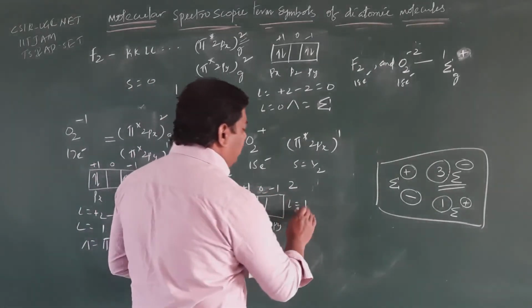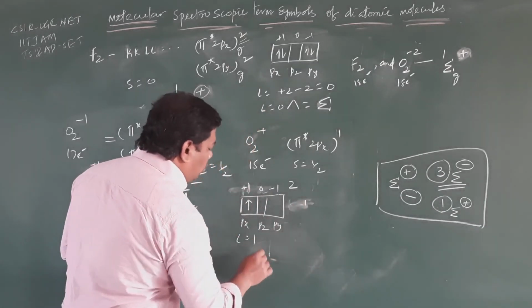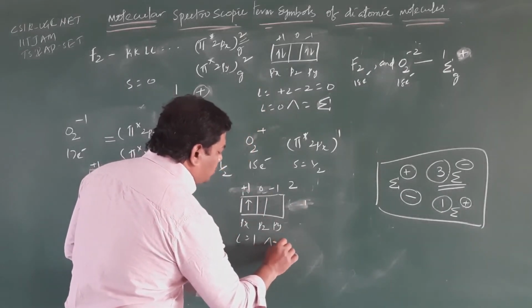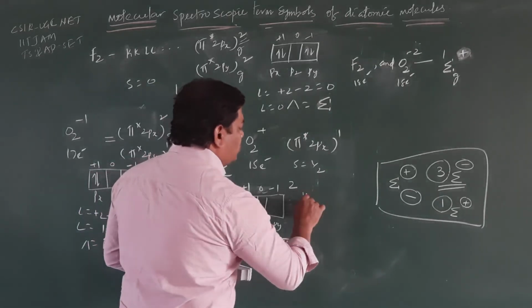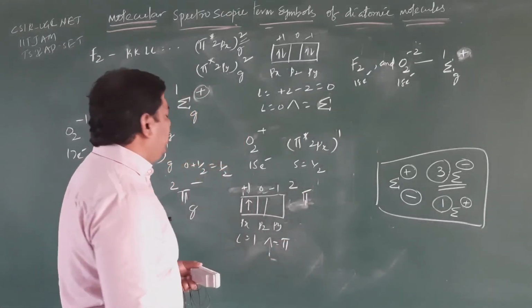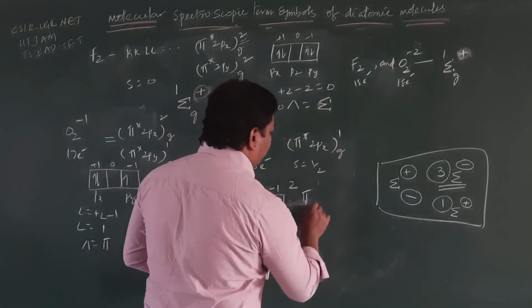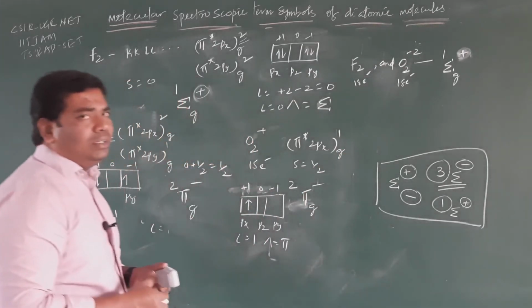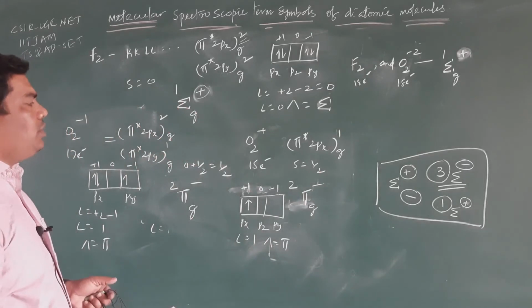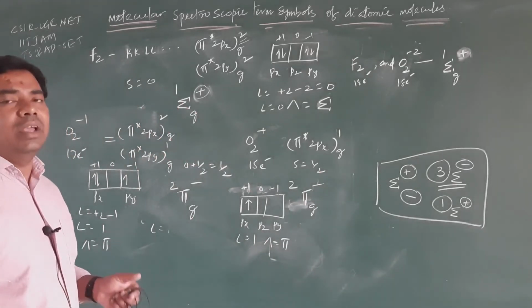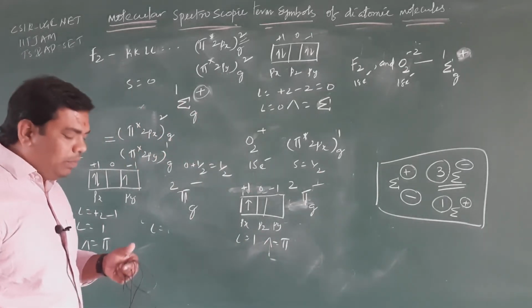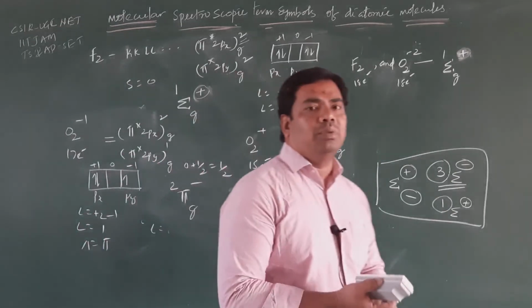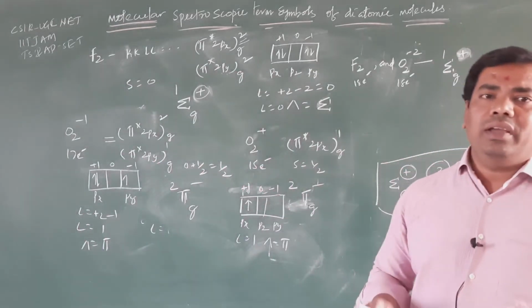If L is equal to 1, it represents the lambda term symbol, that is equal to pi only. Okay, so that is pi. Here it is gerade, so you can write gerade and you can use negative as a superscript. These are the examples for the determination of molecular term symbols in a simple way. Clear, student?